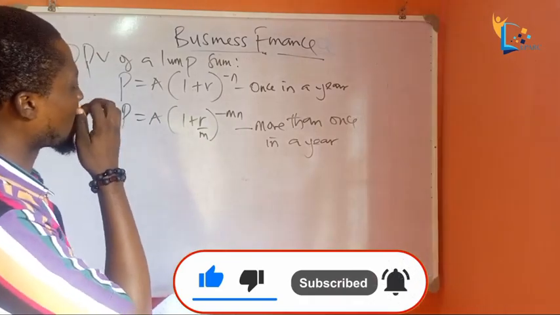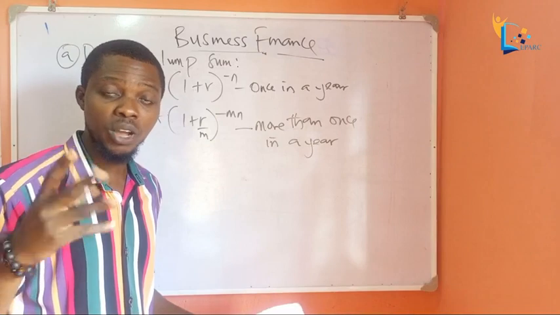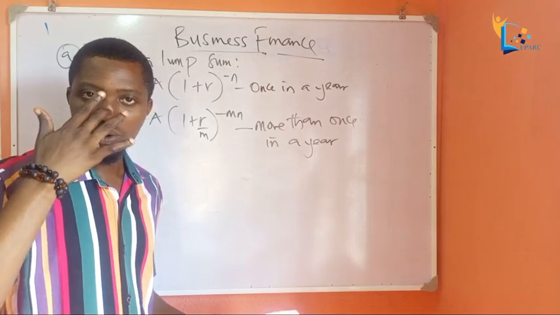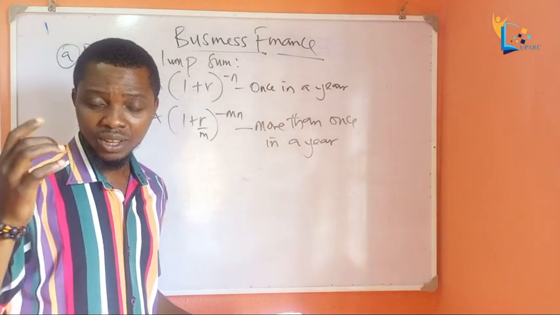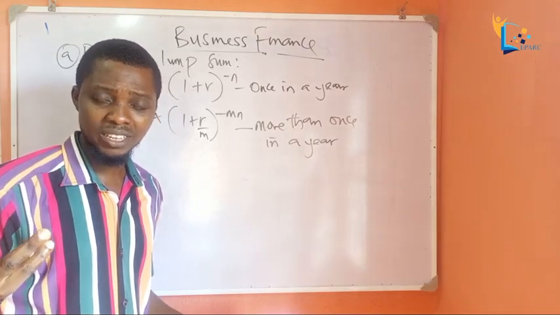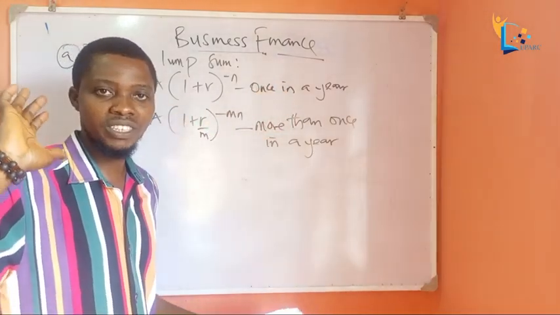So when we say more than once in a year, we mean maybe weekly. Weekly is 52 times in a year. Monthly is 12 times in a year. Quarterly is 4 times in a year. Biannually is twice in a year. That's what we mean by more than once in a year, while this one is just annually, once in a year.